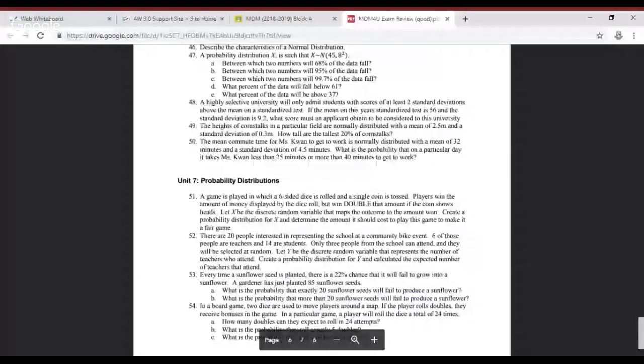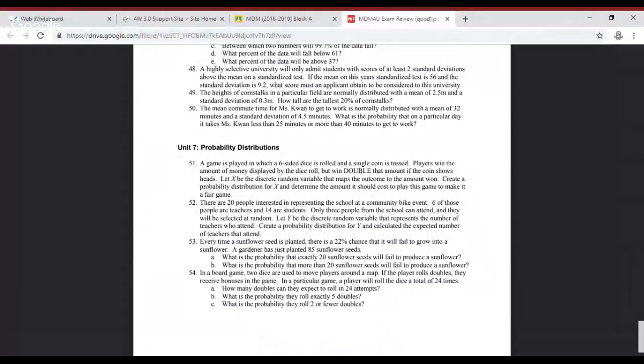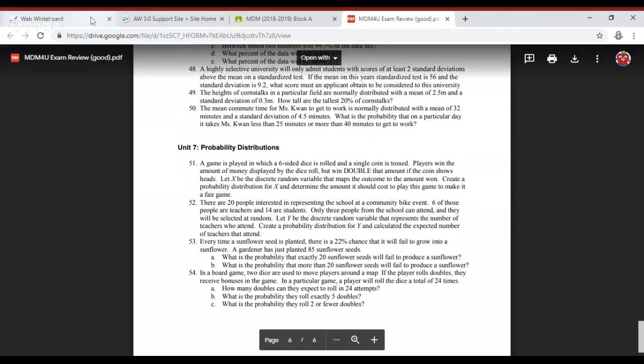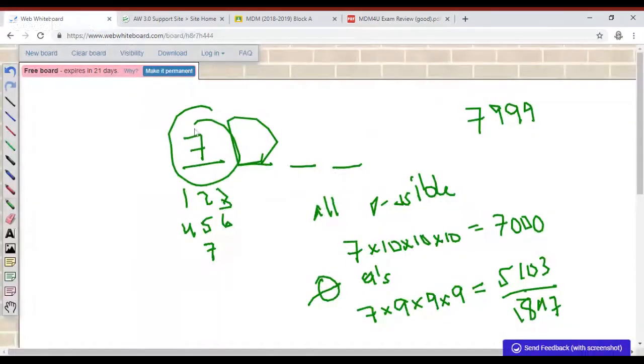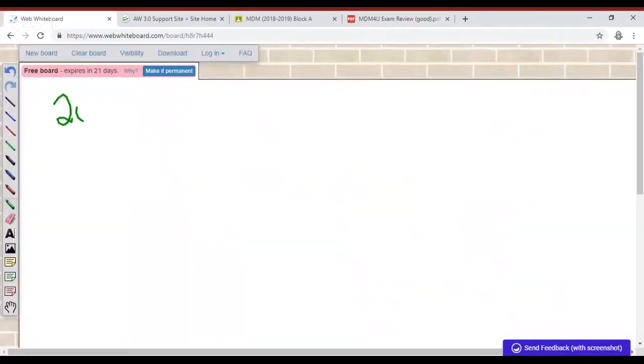There's 20 people interested in representing a school at the bike event. 6 are teachers, 4 are students. We want to create a probability distribution for Y, the number of teachers, and calculate expected value. Okay. So we have 20 people, and that's made up of 6 teachers and 14 students.